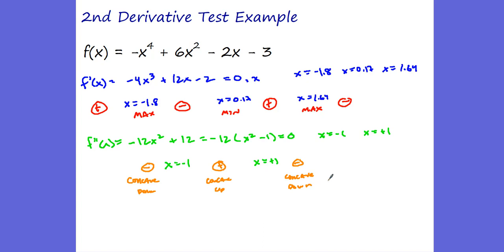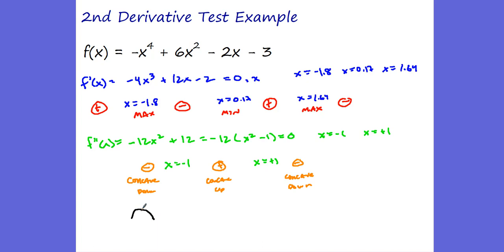Concave down. Now, this can help me sketch my graph. I know all of these values. I know I'm going to be concave down at less than negative 1. And I know I'm going to hit a max at negative 1.8. A max at negative 1.8. Now, what does that look like if we're concave down? Okay, remember concave down is this function that looks like this.